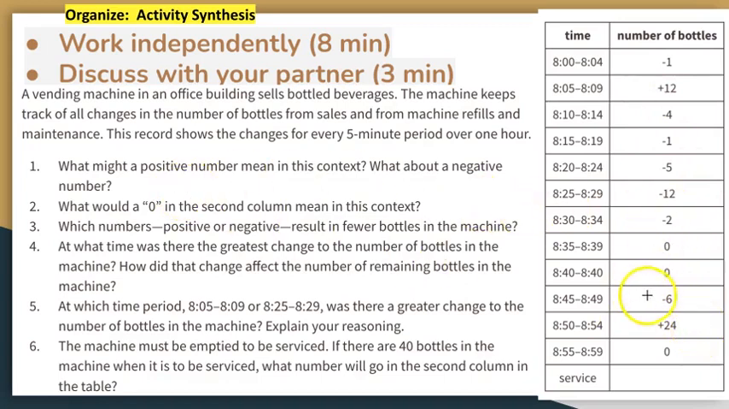What about the 0? What do you think these zeros mean? We got one here, here, and here. Nothing's happening, right? It's not selling any. Nobody's putting more in it. So there's 10 minutes, two 5-minute groups, and another one here where nothing's getting sold. Which numbers, positive or negative, result in fewer bottles in the machine?